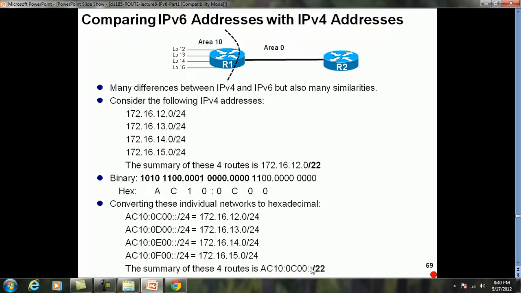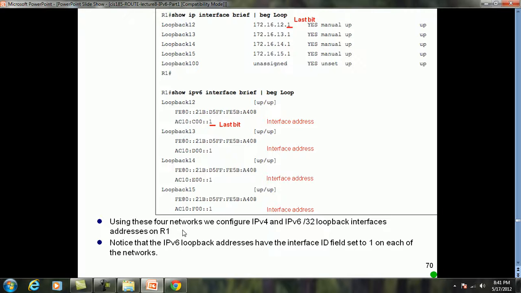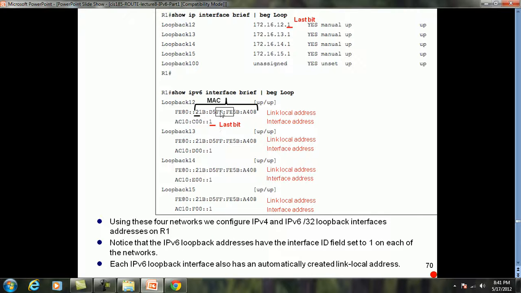See this. Did you see this? So I can make it this way now. Show IP interface brief, this is one, correct? And show IPv6 interface brief. I can assign addresses like this to interfaces in IPv6. So using these four networks, we can configure IPv4 and IPv6 loopback interfaces. Notice that the IPv6 loopback addresses have the interface ID field set to 1 on each of the networks. This is 12.1, this is 0C:1. The remaining part is the MAC address that you know very well, with the FFFE bits in the middle.